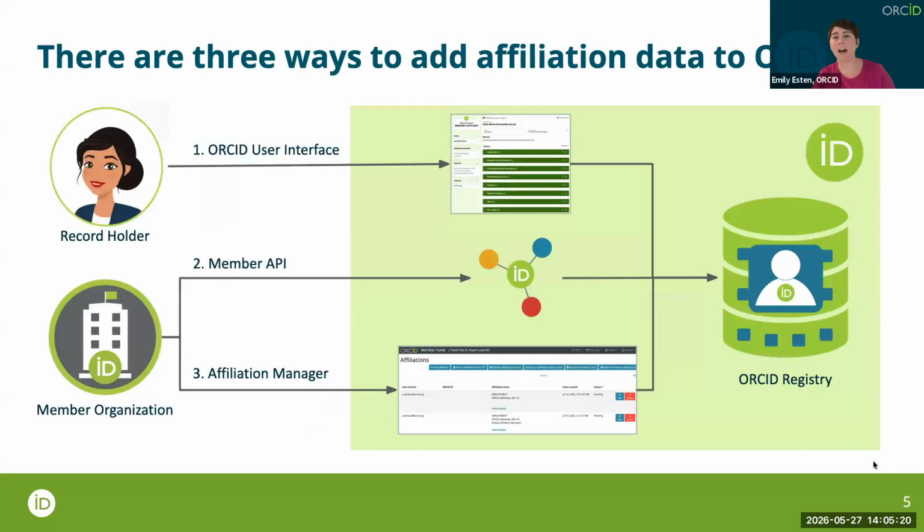Now, affiliations can be added to ORCID records in three different ways. So the first is directly by the record holder or the researcher in the user interface. That's what we refer to as a self-asserted affiliation. And then there are two ways to add validated affiliations, which comes directly from a member organization. So the first is via the member API, which we'll talk about today. And the third is by the affiliation manager, which is another way that we have for members that want to add affiliations.